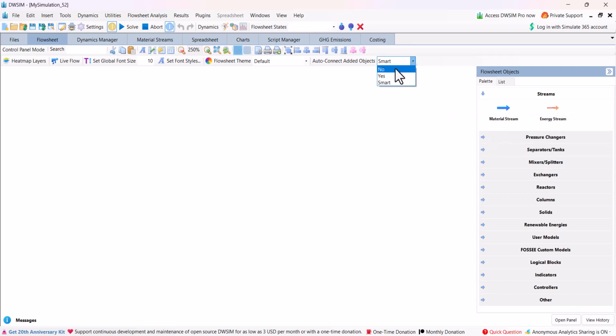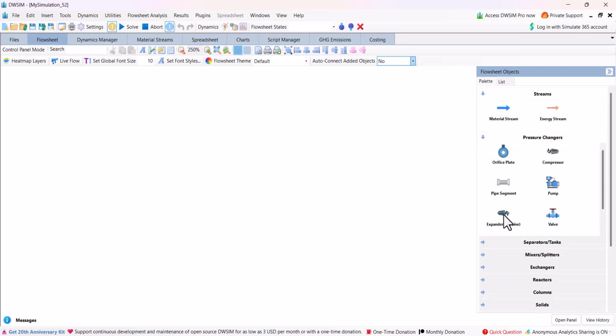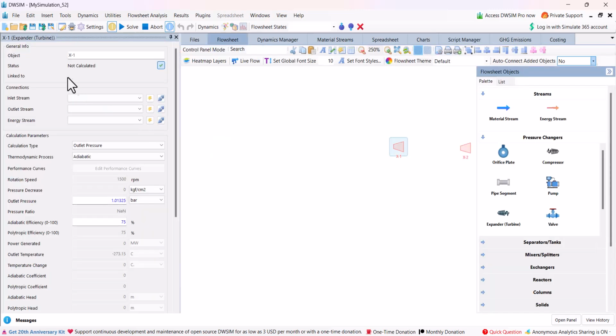And I will close that auto connect option because I like to do my own connections. We'll go with pressure changers and expander. One steam turbine, second steam turbine, we will name them HPT and LPT respectively. And if you know DWSIM, you need to know that when you type anything you need to press enter, otherwise it will not be used as an input. We'll make connections, inlet, outlet and energy.